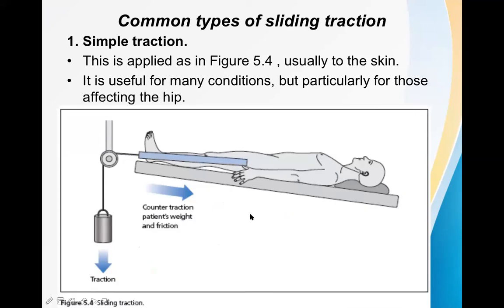Now, there are some important types of sliding traction. One is called simple traction. The same picture which we just saw is here again. This is the simple traction, which is an example of the sliding type of traction. It is useful for many conditions, but particularly for those affecting the hip, because it is constantly applying the traction here. This is the counter traction which is applied by the patient's weight, and then this part will be immobilized.